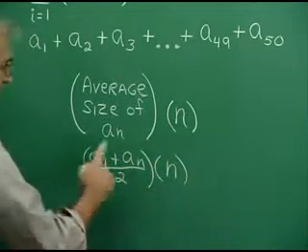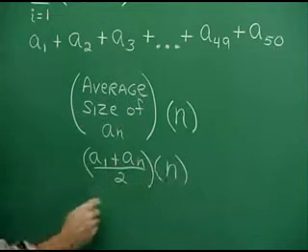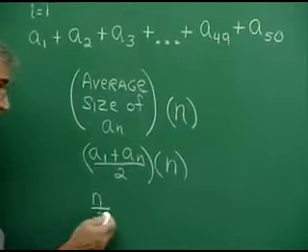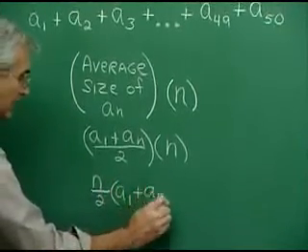Now, a lot of times this expression is manipulated in different ways. It can be used like this, but we're going to use it like this. We're going to write the n over 2 as a fraction and then times a sub 1 plus a sub n.